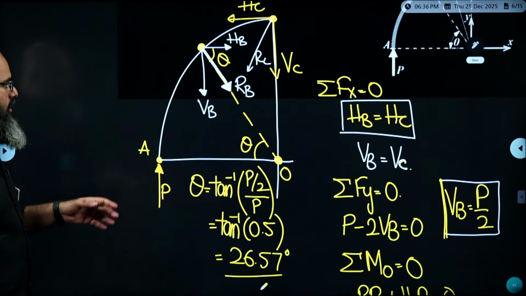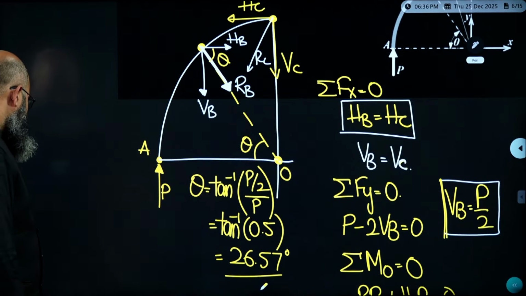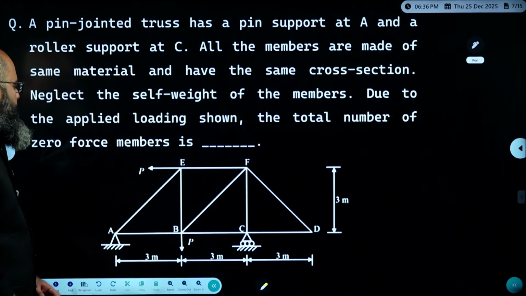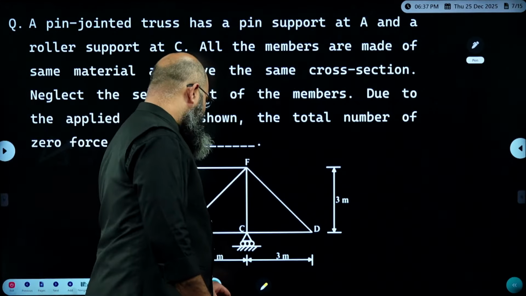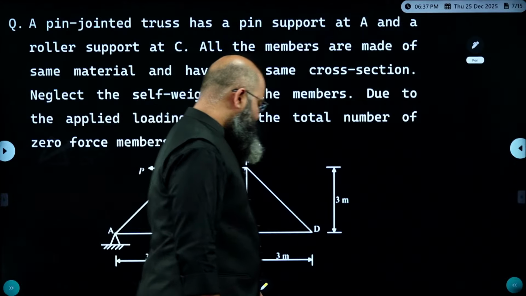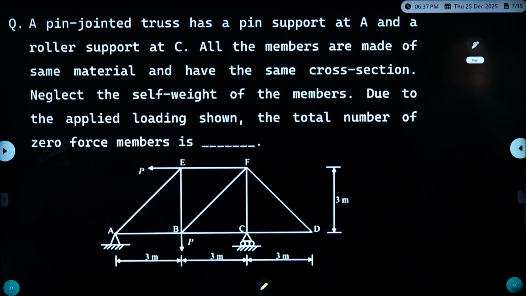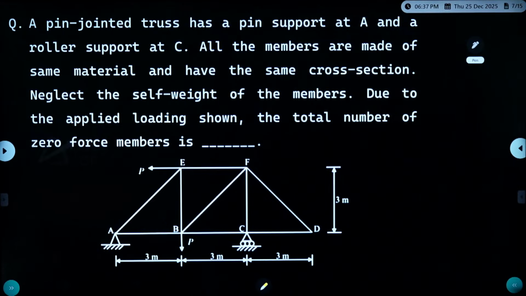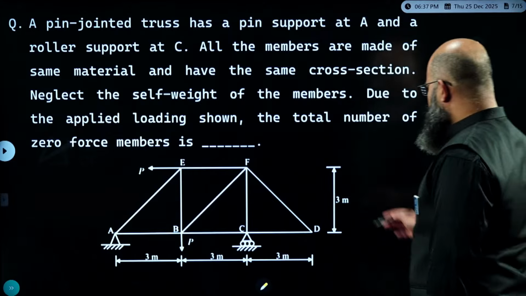Now this was a question on the concept of equilibrium, numerical answer type question. Let us move further. The next question I am taking for mechanical people is from the concept of trusses and frames. If you look at this particular question, it says a pin joint truss has a pin support at A and a roller support at C. All members are made of same material and have the same cross section. Neglect self weight of the members due to the applied loading shown. The total number of zero force members is equal to how much? Very, very good question.